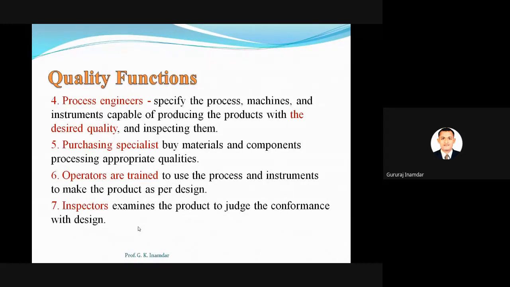Operators use the process and equipment to make the product as per the design. Okay, so for that, training is required. Okay, so that operation engineer should give training to each and every employee inside that entire organization.